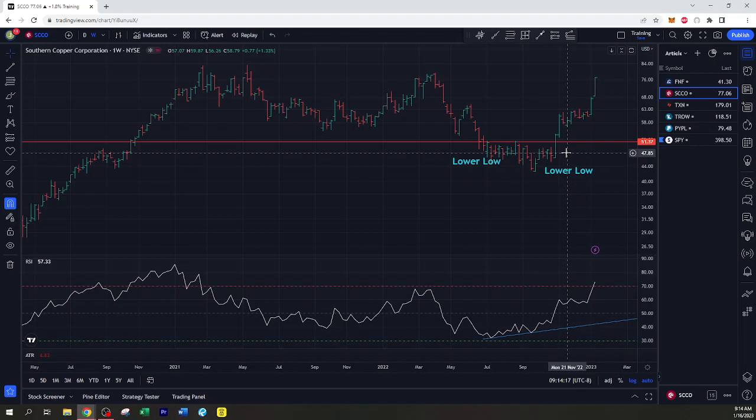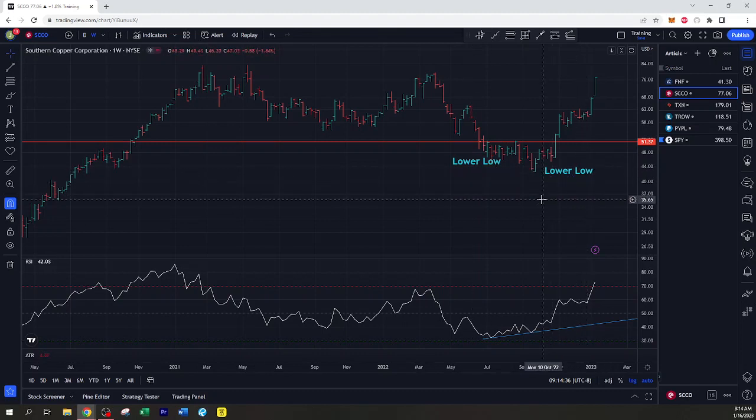Price has not looked back since and is up 50% from the stage 2 breakout pivot. So again, all you have to do is look for price to diverge from the RSI, and we want to see the RSI drifting higher while price is either drifting lower or drifting sideways.